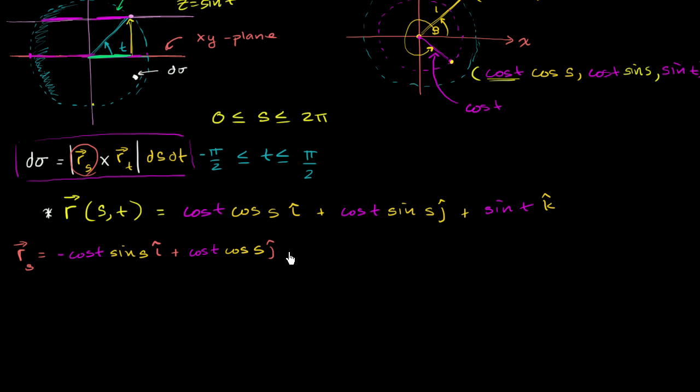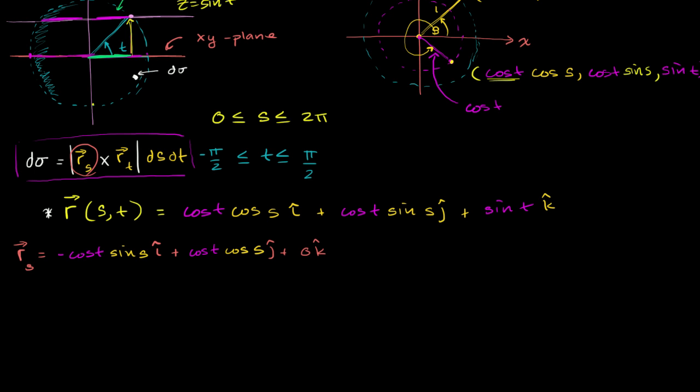And then plus the derivative of this with respect to s. Well, this is just a constant. The derivative of 5 with respect to s would just be 0. It does not change with respect to s. So our partial here with respect to s is just 0, so we could write 0k right over there. And that's nice to see, because that'll make our cross product a little bit more straightforward.